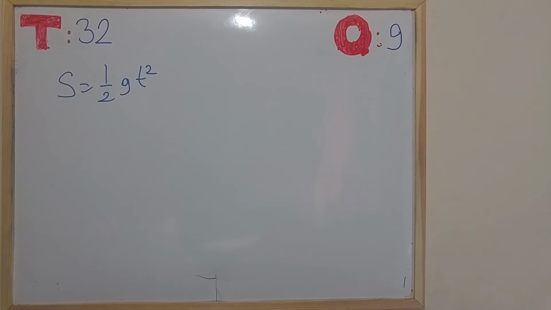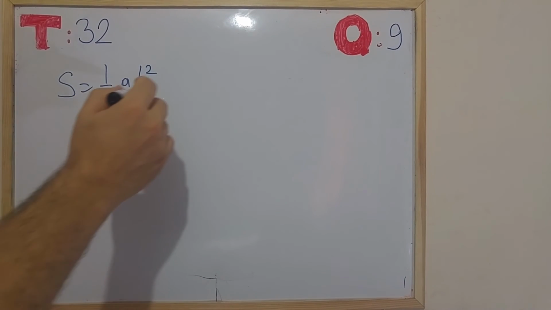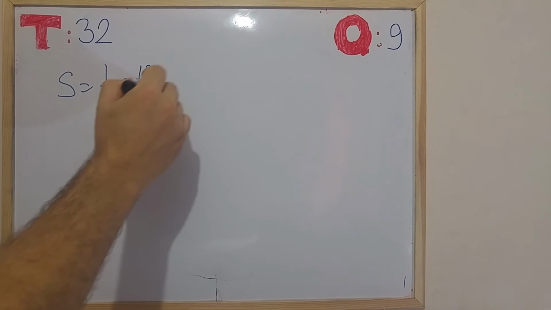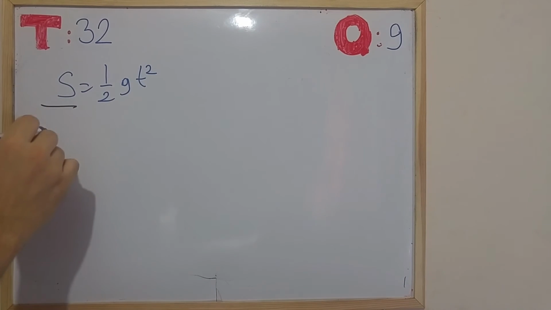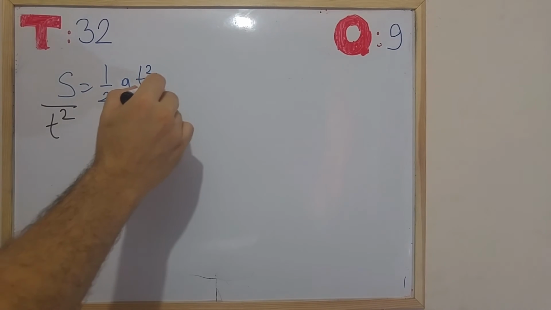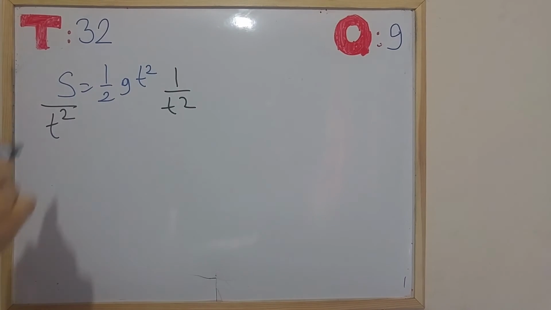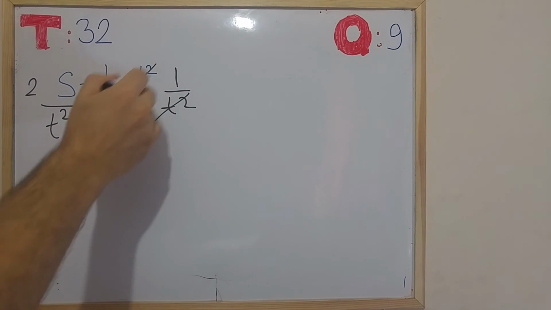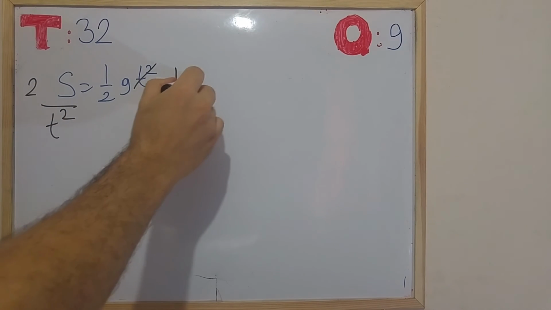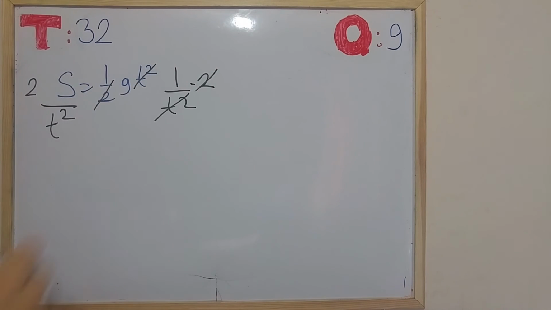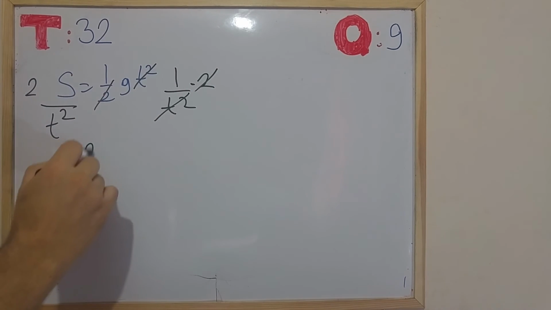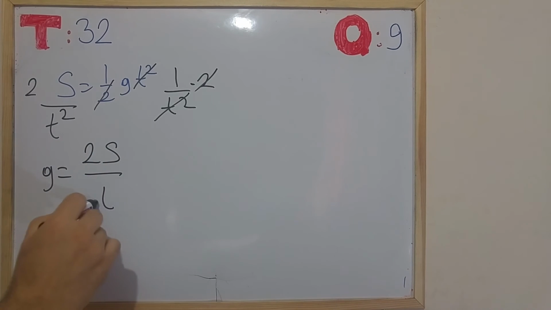g alone, because I'm solving this for g. So what I need to do is to divide this equation, both sides, by t squared times 1 over 2, and multiply each side by 2, so that these two t squareds will be gone, and these 1 over 2's will be gone too. So what I have here is g is equal to 2s over t squared.